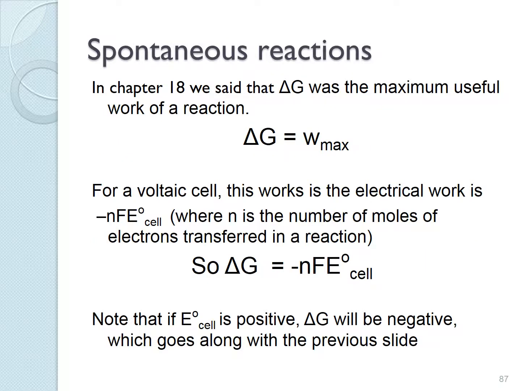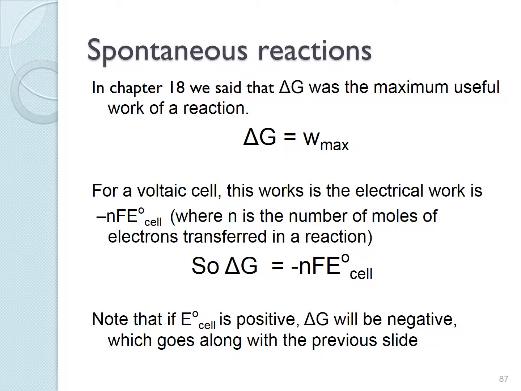Remember back in chapter 18, we talked about delta G, and delta G is actually the maximum useful work of a reaction. Delta G equals W max. So we can put these two equations together: W max, we saw in this chapter, is equal to negative nFE cell. So delta G equals negative nFE cell for a voltaic cell, the electrical work, where n is the number of moles of electrons transferred. And so that's when this becomes important. The delta E doesn't change, but the n comes into this equation. So delta G just equals negative nFE.